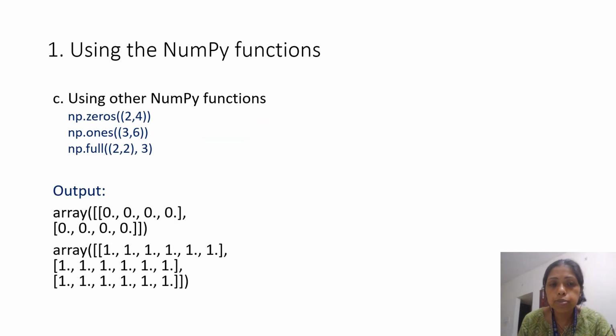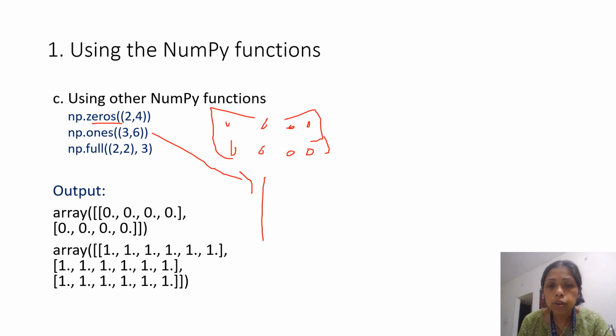Now there are some other functions, like zeros. Zeros means all the elements of the array will be zeros. How many rows and columns there should be, you have to pass as an argument to the zeros function. So zeros provides zero elements in the array. For 2 comma 4, there will be two rows and four columns. Then there is ones: all the elements will be 1, where there are 3 rows and 6 columns.